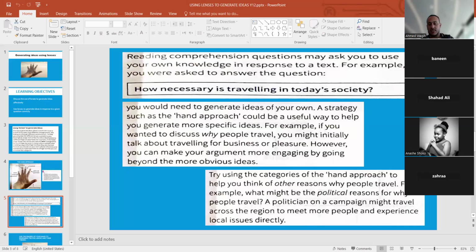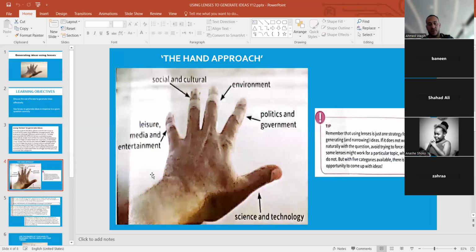And you can link, as I said, any topic to these five lenses: leisure and media, entertainment, fun, social and cultural point of view, environment, politics and government, and science and technology. I got the hand approach from the Cambridge website. Okay, so let's read this. Remember that using lenses is just one strategy for generating and narrowing down ideas. If it doesn't work naturally with the question, avoid trying to force it.